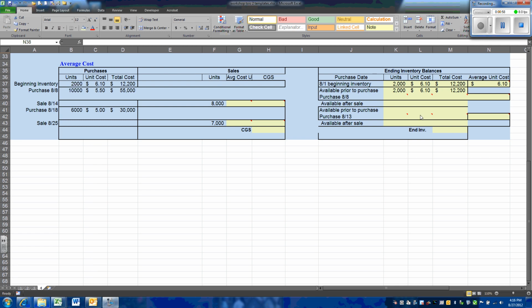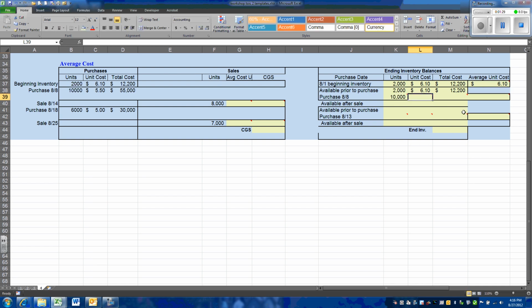So our problem begins the same as our other two methods. We have 2,000 units at $6.10 for a total cost of $12,200. That, of course, gives us an average unit cost of $6.10. 12,200 divided by 2,000 gives us $6.10. Now on August 8th, we purchased 10,000 additional units. They cost us $5.50 each for a total cost of $55,000.